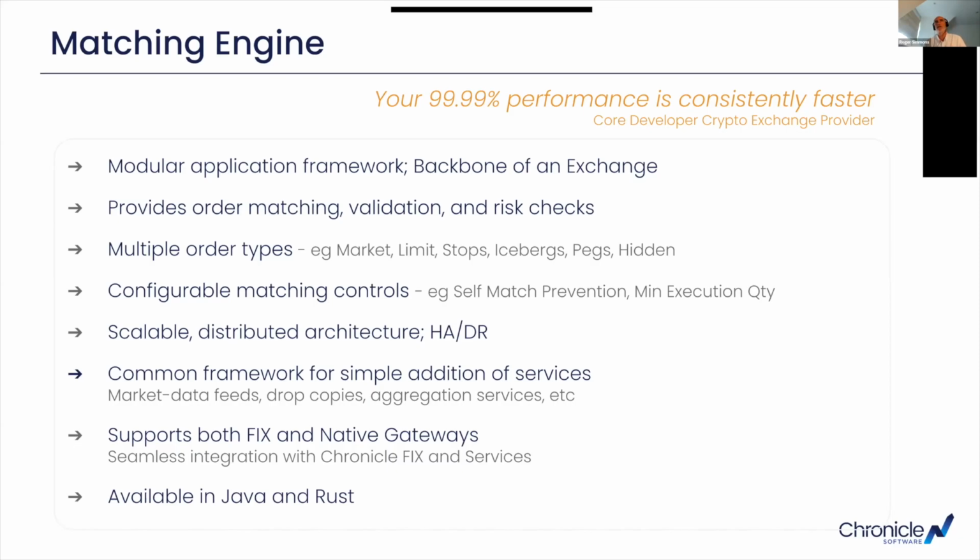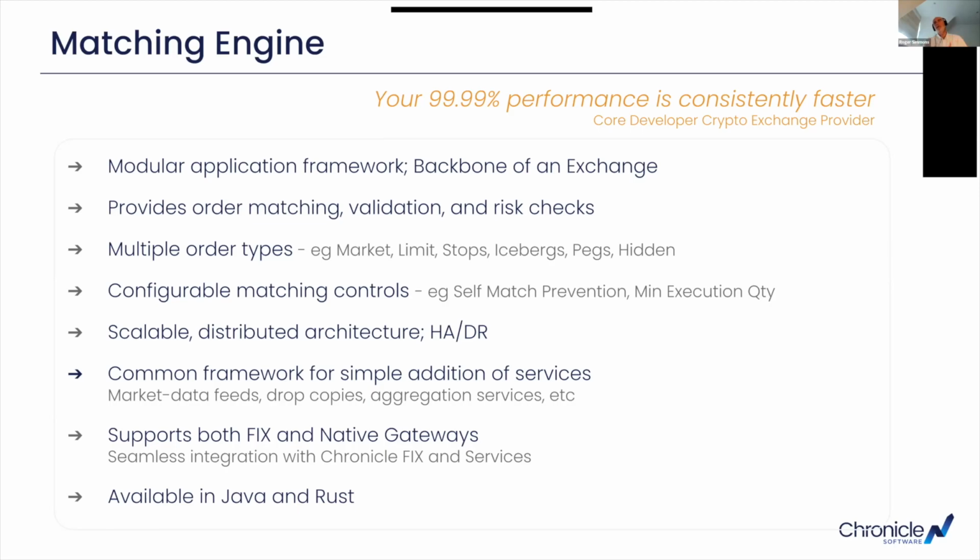As I touched on, it's a common framework for the simple addition of services, and what we mean by that is that from the core matching engine, you can then add on a whole bunch of auxiliary feeds off the same core components. So the classics are market data feeds, drop copies, aggregation services, etc. You can add very flexibly the different components as needed.